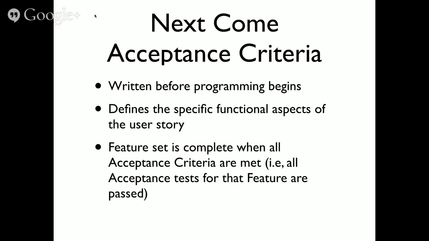And pretty much your feature set is complete when all of your acceptance criteria is met, or in our case, when all of the acceptance tests for that feature are passed. That's when you've completed coding that particular feature. So this kind of gets you out of the realm of coding things because they're cool, or coding things that don't have a business value. So that goes back to the whole user story. The user story is structured around specifying the business value for the feature that the client's asking for.